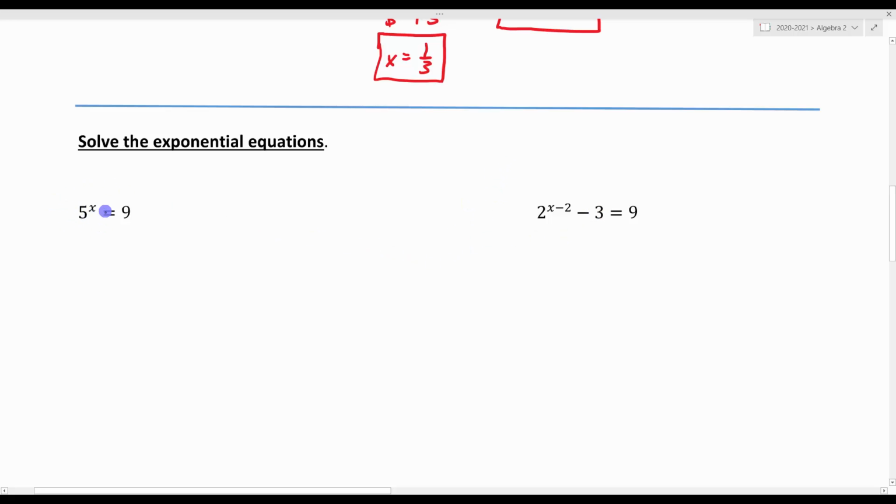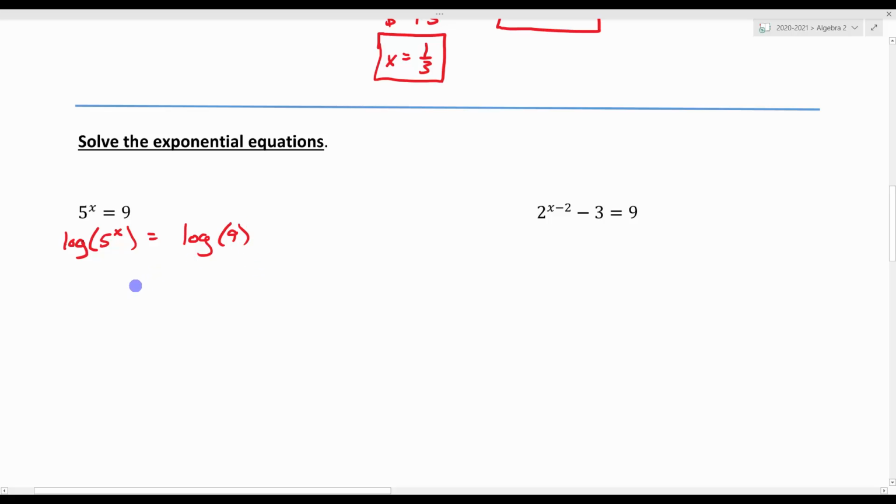All right, so what we're going to do to help us solve this one is we're going to use logarithms to help us out. So I'm going to take the log of both sides here. So I'm going to say the log of 5 to the x equals the log of 9.